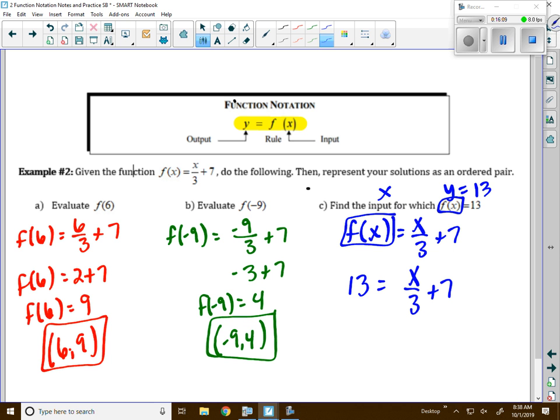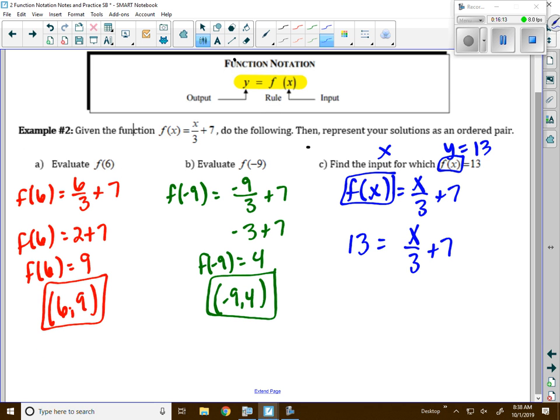All right, so now we got to solve for x. What's our first step in solving for x? Subtract 7. Which would be 6. Yeah, 6 equals x over 3. How am I going to get rid of that 3? Multiply by 3. So in this case, x equals 18.